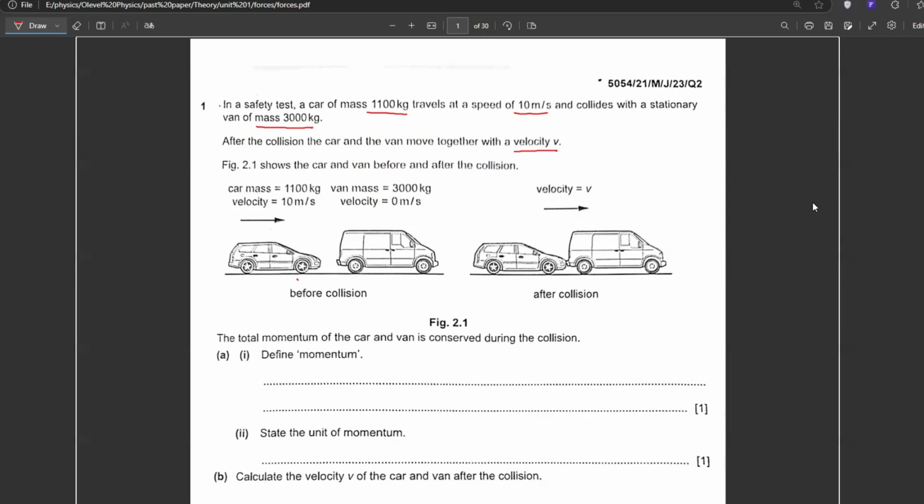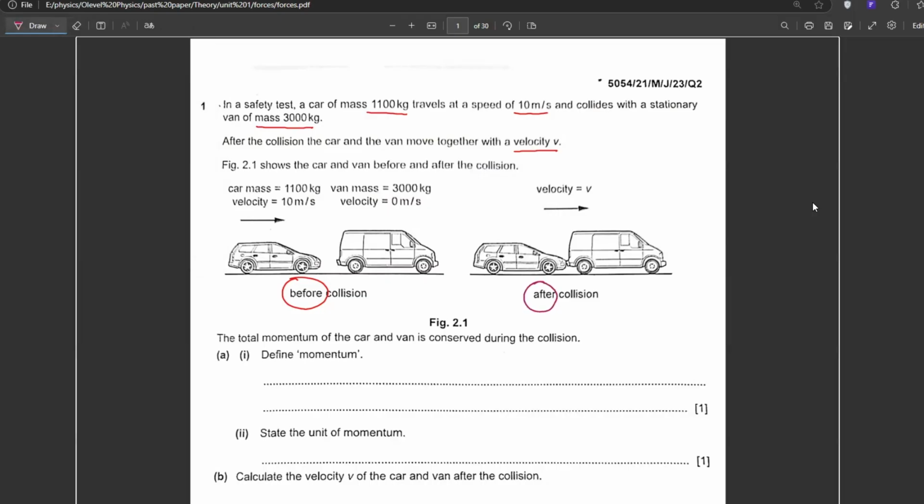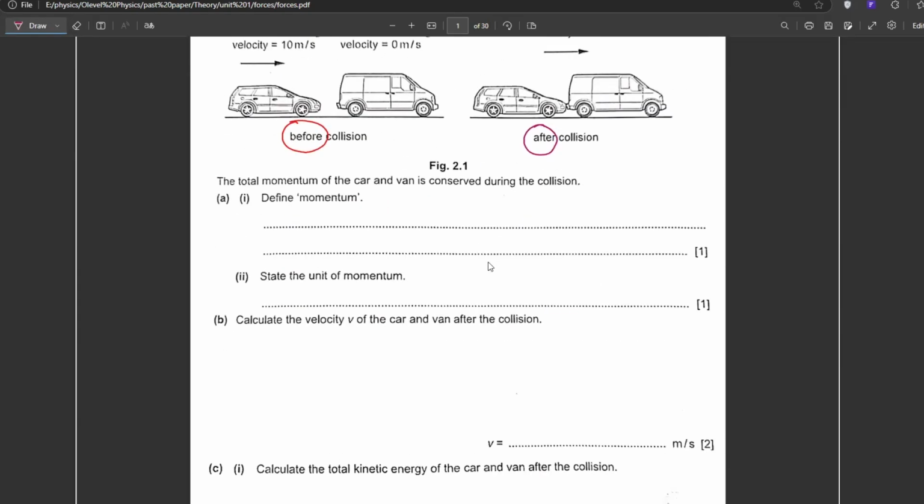So this is the scenario before collision, and this is your scenario after collision. The total momentum of the car and the van is conserved during the collision. Define momentum. What is actually momentum? Momentum is the product of mass and velocity. State the units of momentum. I have told you two units of momentum: kg m/s, or you can write newton seconds. Both are the units of momentum.